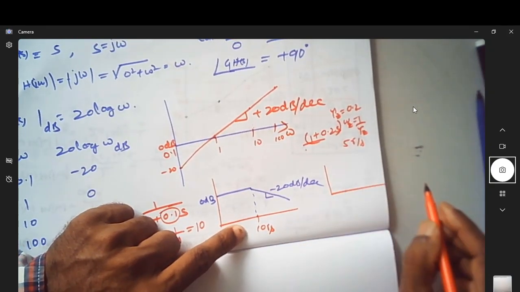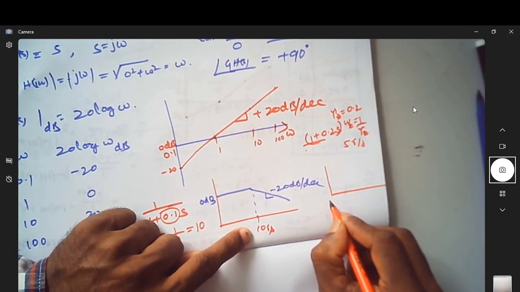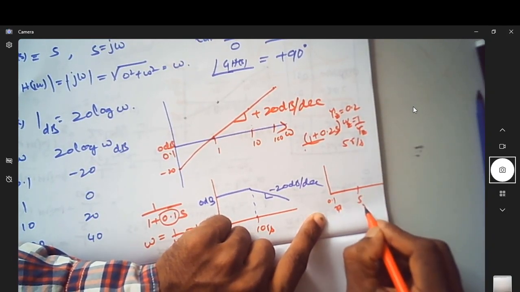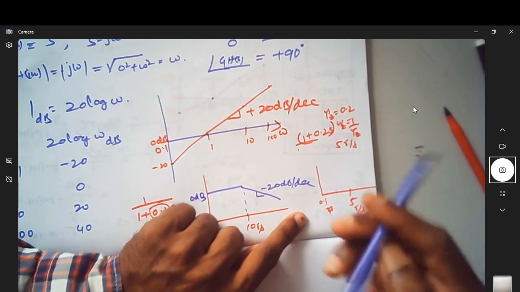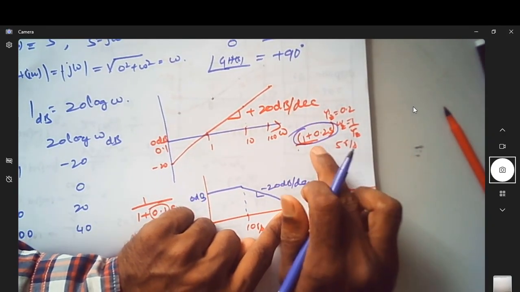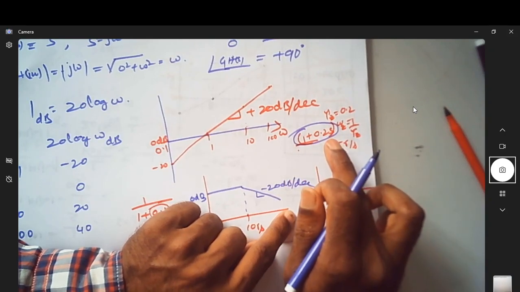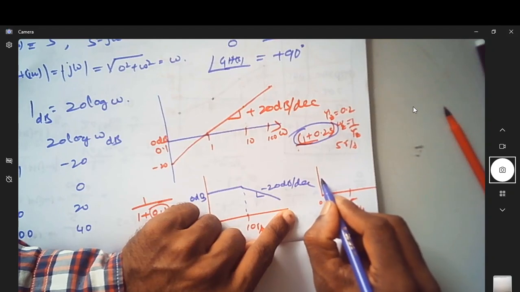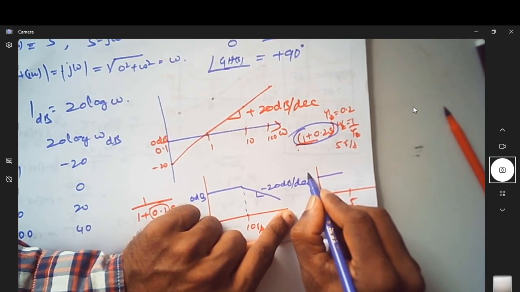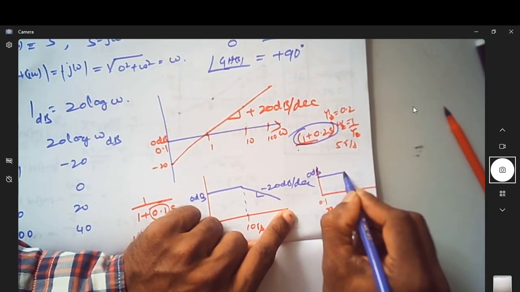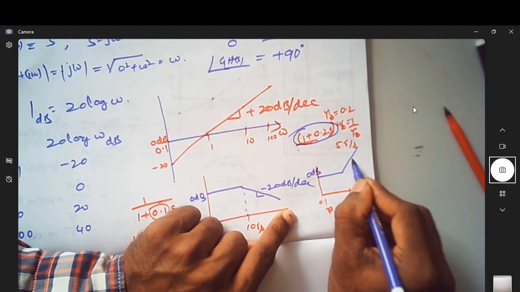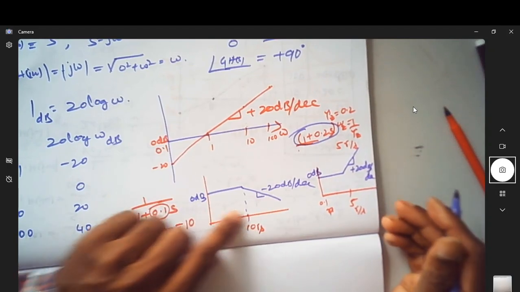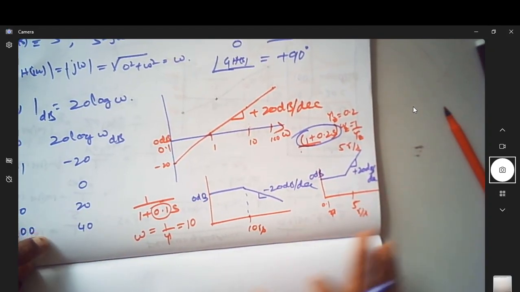So the meaning of this now is, assume that this is 5 radian per second. If you have a finite 0 at 5 radian per second, corresponding to a tau of 0.2, what does this mean? Till 5 radian per second, this will have a magnitude of 0 dB. After 5, the magnitude increases at a slope of plus 20 dB per decade. Fine.